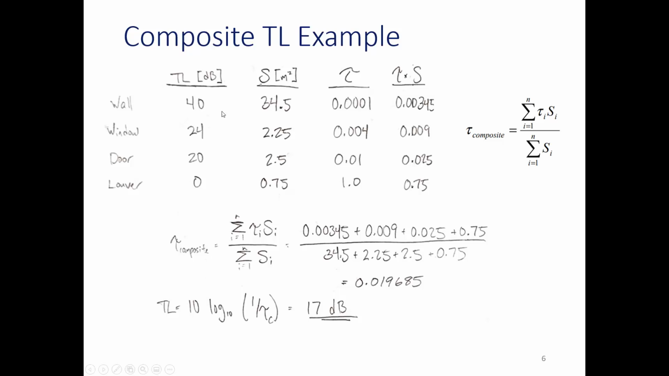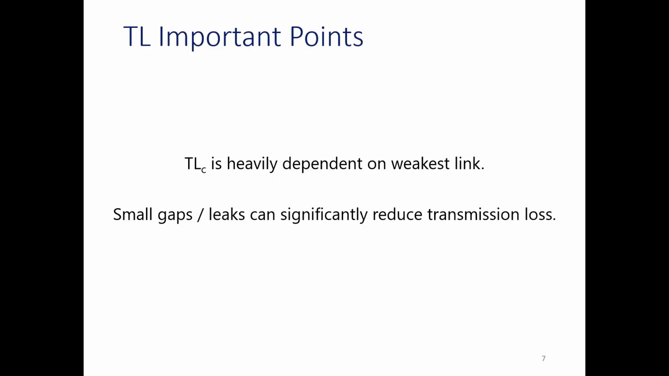So these, even though they're small, these ones that allow sound to get through, they're the weak links in the chain. They really dictate what the overall transmission loss is going to be, what the composite transmission loss will be. So we have that here. The composite transmission loss is heavily dependent on the weakest link. Small gaps or leaks can significantly reduce transmission loss.